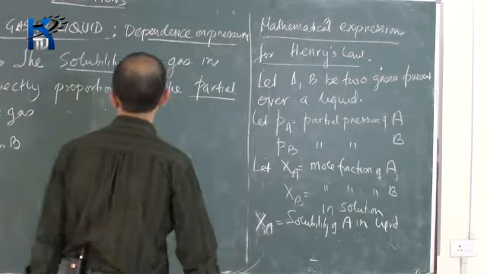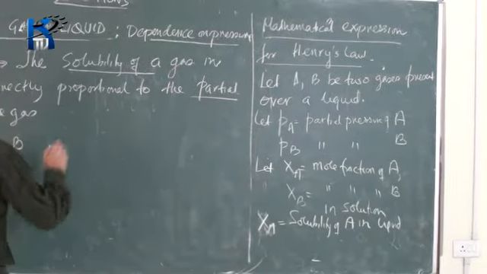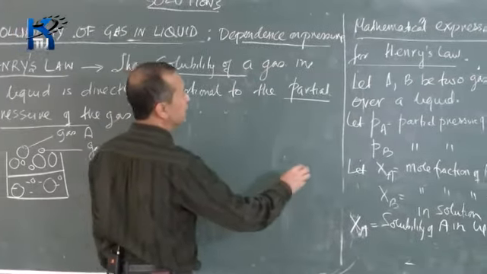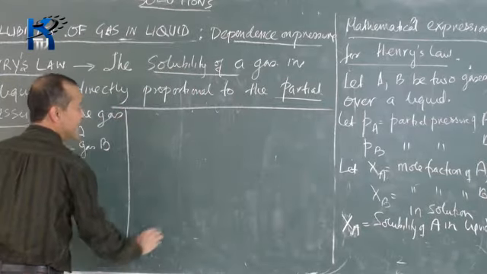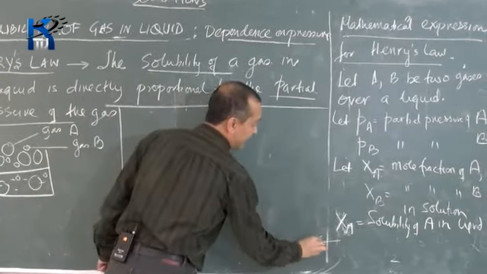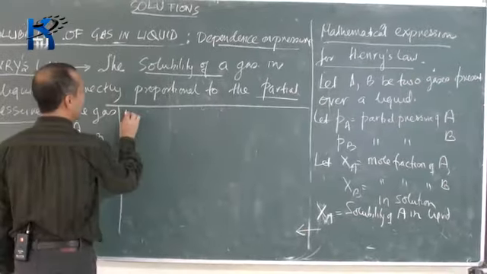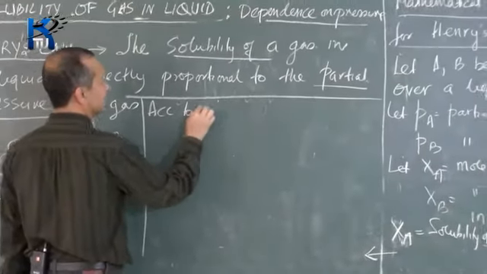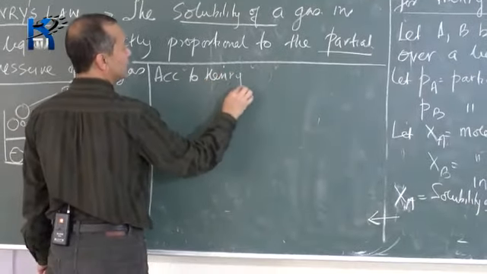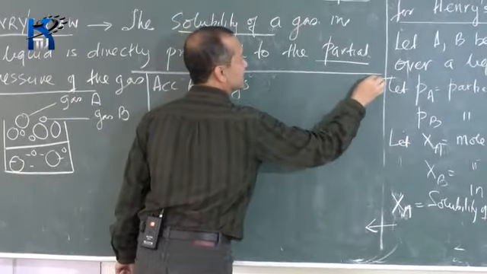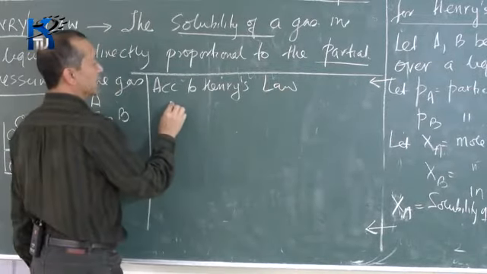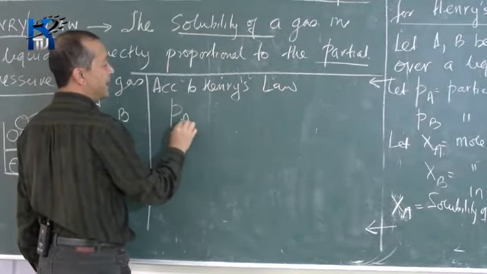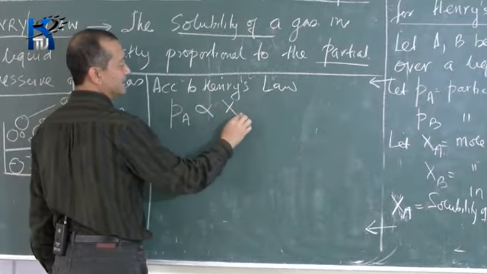Okay, so now we'll continue here. All right, so now according to Henry's law, PA is proportional to XA.